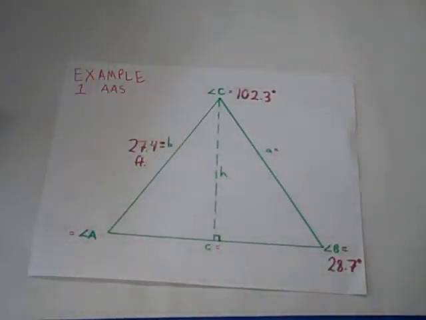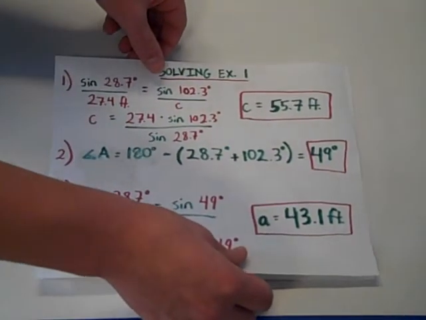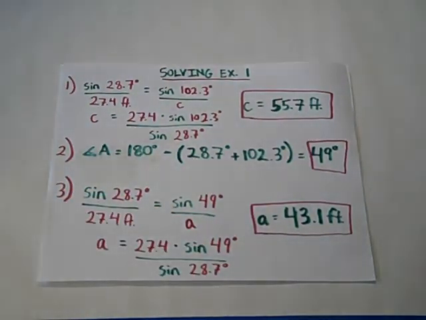This law works directly for any triangle where angle, angle, side, or angle, side, angle is known. This example is an AAS triangle. Given angle C is 102.3 degrees, angle B is 28.7 degrees, and side b is 27.4 feet, we are solving for angle A and side c. We begin by setting sine of 28.7 degrees over 27.4 feet equal to sine of 102.3 degrees over side c. We cross multiply and then divide by sine of 28.7 degrees to find that c is equal to 55.7 feet.